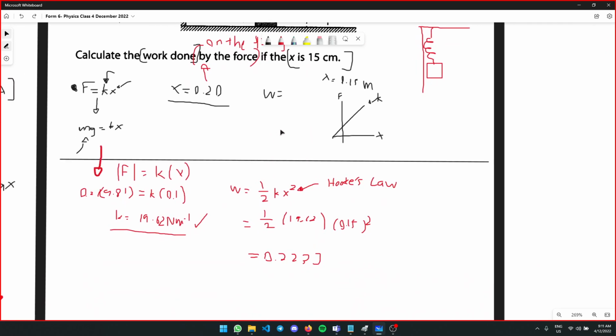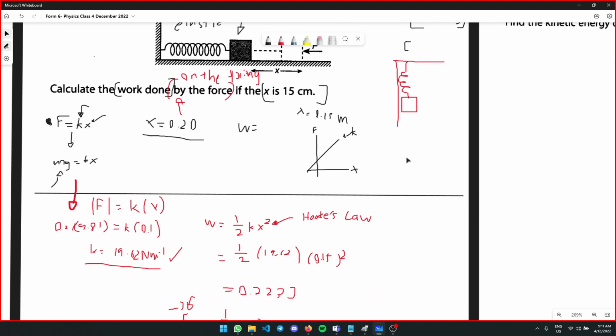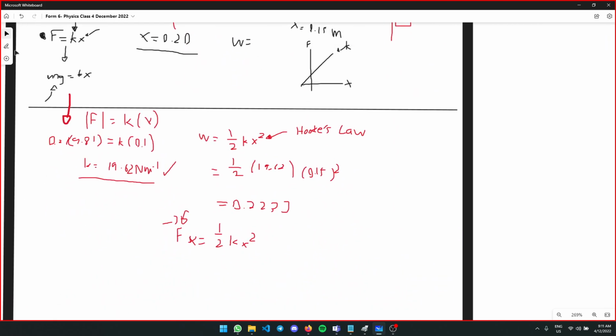If you want to expand this again and say F x equals 1 over 2 kx squared, then you don't know how much this F is. They only said work done by the force. You don't know what the force is. You only know how much it displaces. If you want to find the force, you can say F equals 1 over 2 kx, then you can find the force.